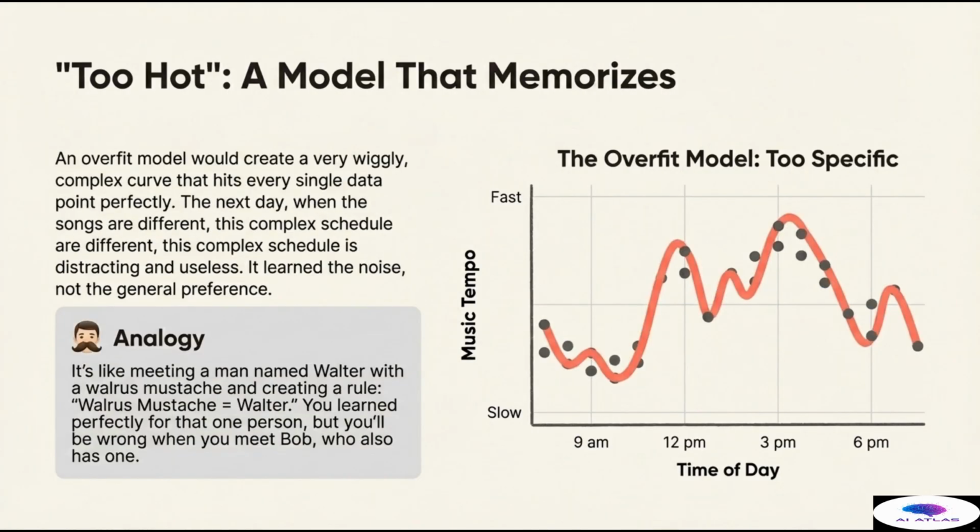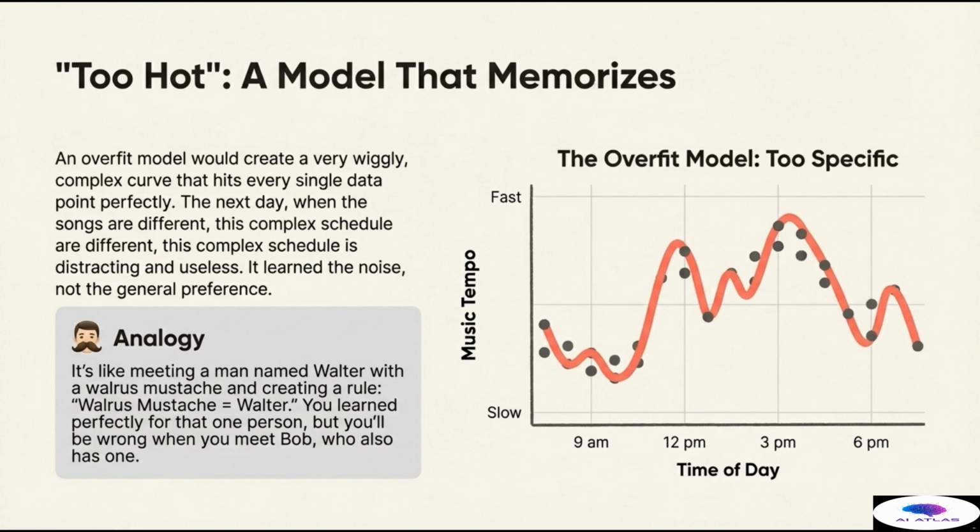Now let's look at the opposite extreme. Too hot, a model that memorizes. An overfit model is often too complex and flexible, having far too many parameters, which allows it to stretch and bend until it hits every single data point perfectly. Look at the red curve on the graph. It's wiggly and erratic, attempting to pass directly through or extremely close to every single historical observation.